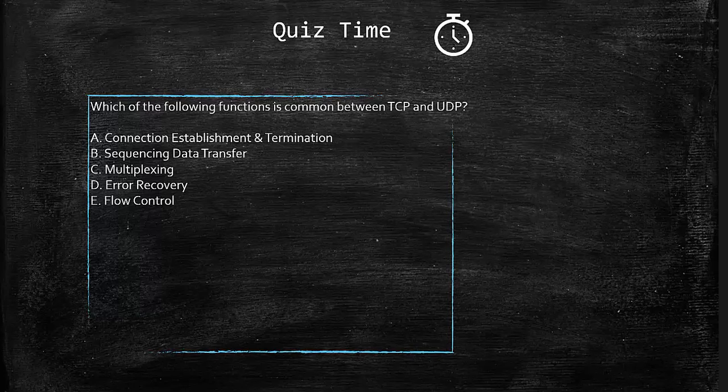Now it's quiz time. Which of the following functions is common between TCP and UDP? Connection establishment and termination, sequencing, data transfer, multiplexing, error recovery, or flow control? And you're right, the answer is multiplexing.